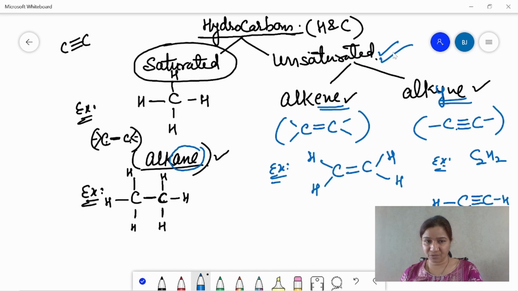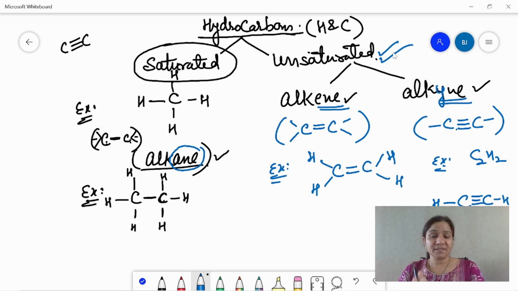Saturated, unsaturated. Saturated means where all the valency of carbon will be satisfied, and in such compounds all the carbons will always be connected to each other through a single bond. Such class of compounds are known as alkanes. So alkanes will come under the saturated hydrocarbons category.